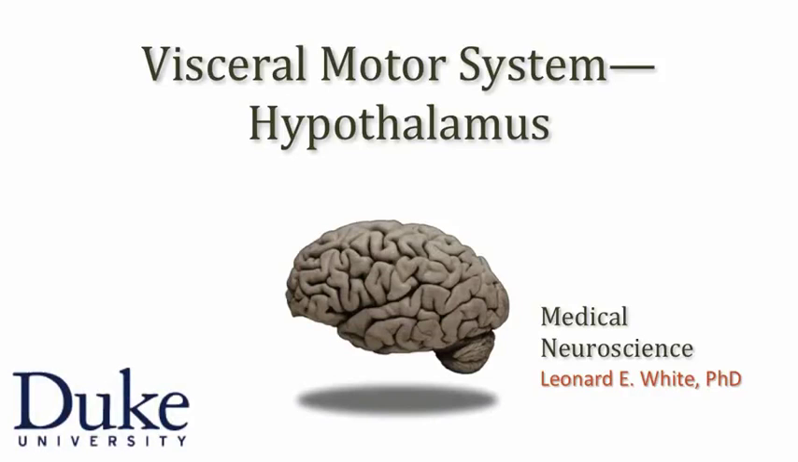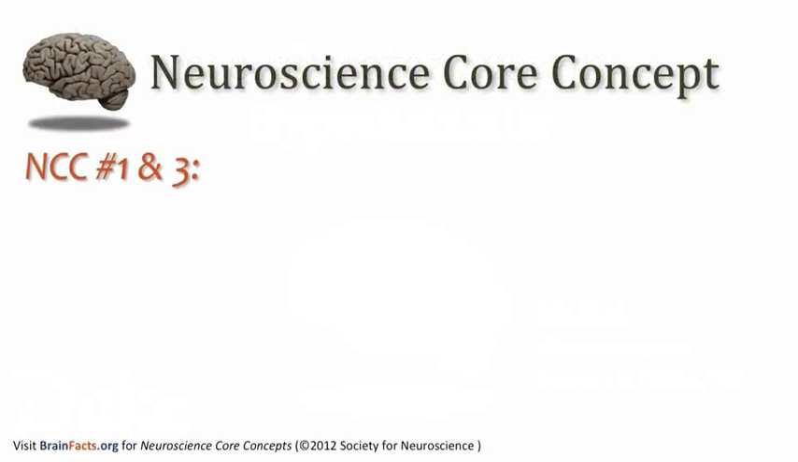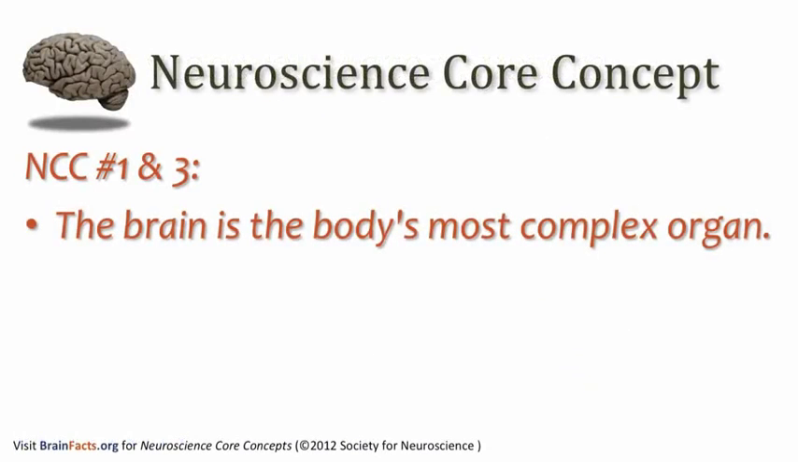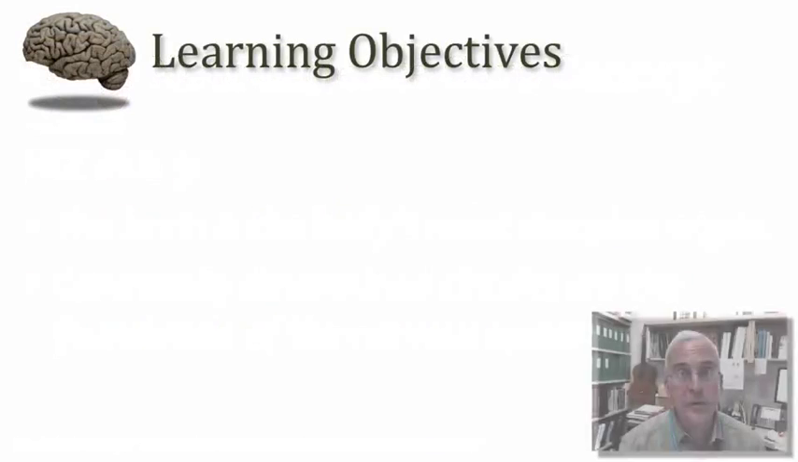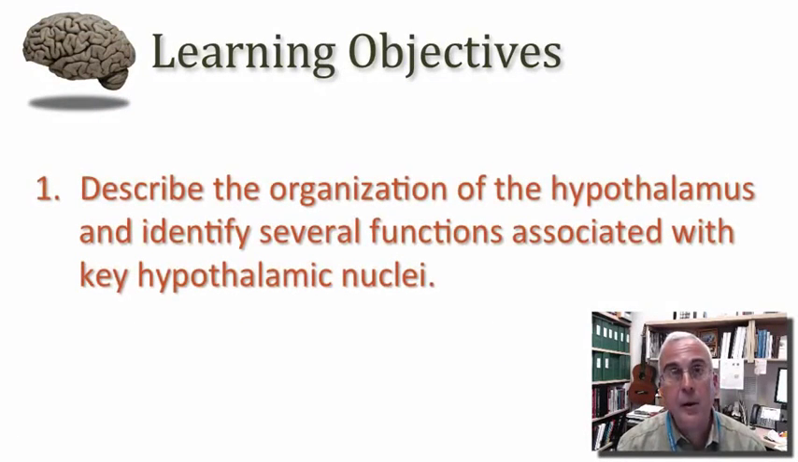Welcome back to the next part of our tutorial on the visceral motor system. In this session, I want to focus on the hypothalamus. So again, our discussion relates to the complexity of the brain and some of the circuitry of the brain that is genetically determined, and it provides the foundation for the operations of the elements of the nervous system that are the focus of this session. And for us, it's going to be the circuitry of the hypothalamus. So my learning objective for you in this session is that I want you to be able to describe the organization of the hypothalamus and identify several functions associated with key hypothalamic nuclei.